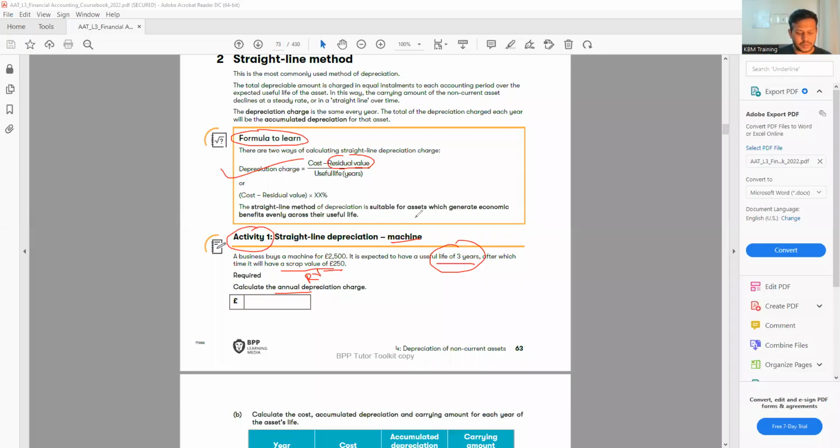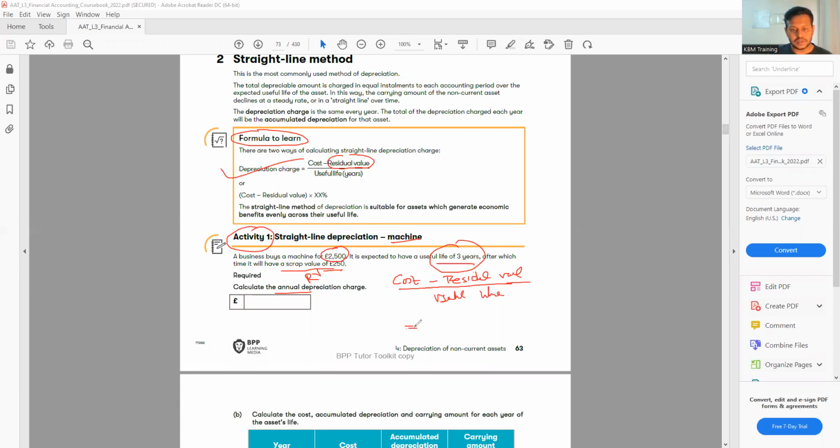In this question, we just have to use the formula to calculate how much is the annual depreciation. We have a cost, and the cost is 2,500. Let's make the formula first. It's the cost less residual value. Residual value and scrap value are the same thing, as we said before, and the useful life.